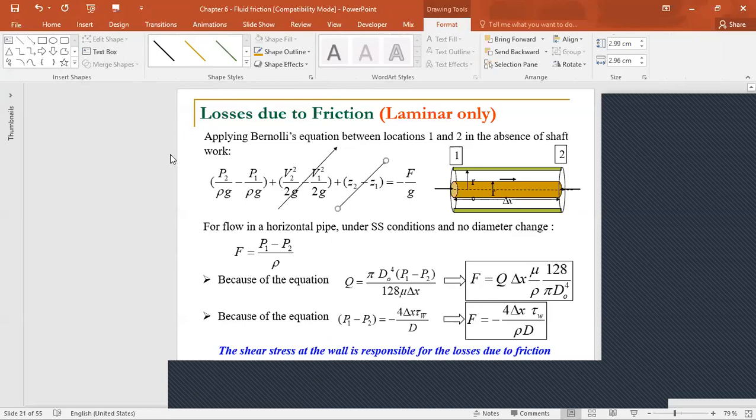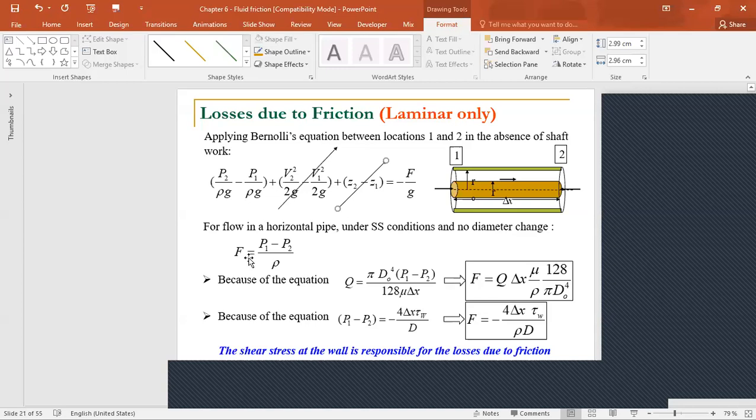So we are left with two terms, the pressure drop, which is equal to the friction. Of course, because P2 minus P1 is negative, we have the negative here. So the friction will be proportional to the pressure drop. So delta P over rho g is equal to minus F over g. If we reorganize the terms, P1 minus P2 will be equal to F times rho, or F is equal to (P1 minus P2) over rho. So now, as you can observe, we have a relationship that we can use to estimate the frictional pressure drop in a horizontal constant section laminar flow pipe.